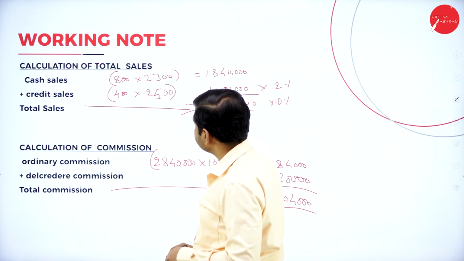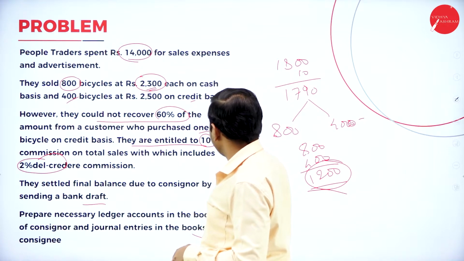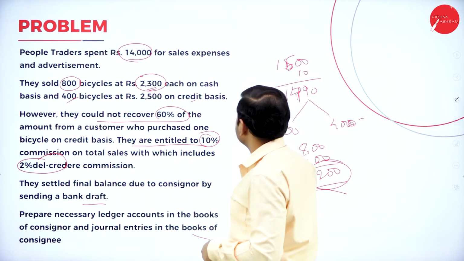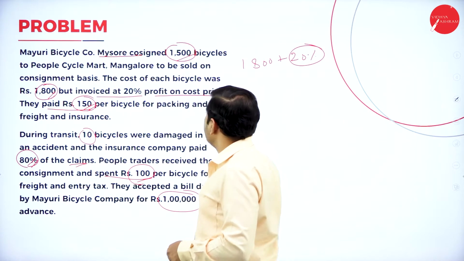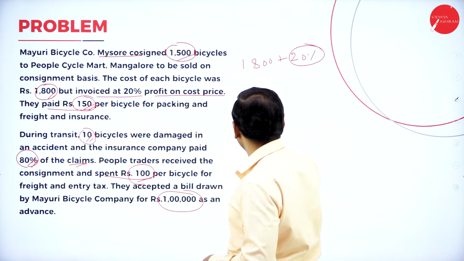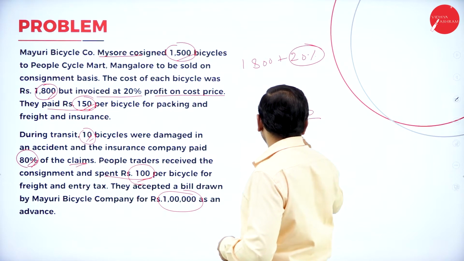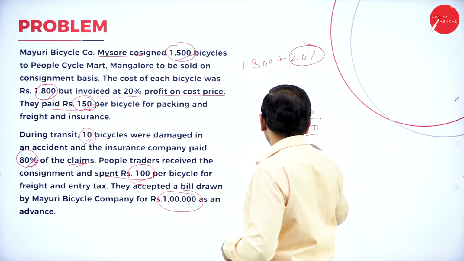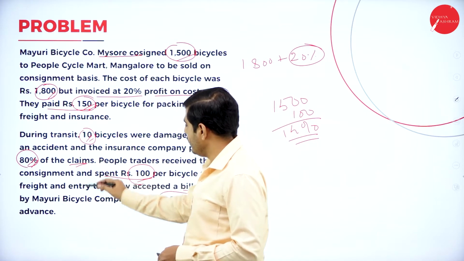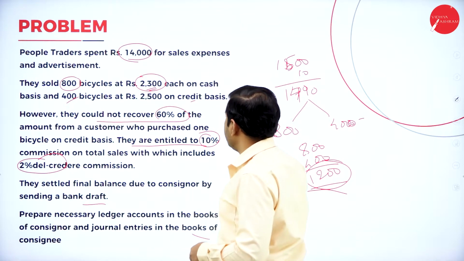See here, this is 1,490, this is 1,500 cycles. Okay. See, out of 1,500 bicycles, 10 bicycles were damaged. He received only 1,490 bicycles. For this amount, he has spent 100 rupees on freight and entry tax, and also here 14,000 rupees on selling expenses.